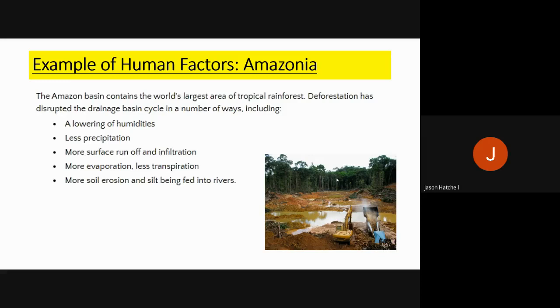So the Amazon is a good example of where human factors affecting a drainage basin takes place. You could use this example quite easily if you're asked to write about the impacts that humans have on drainage basins.